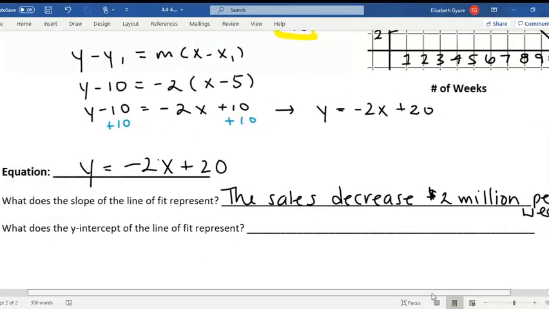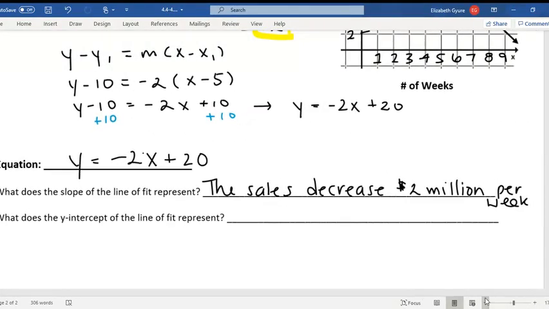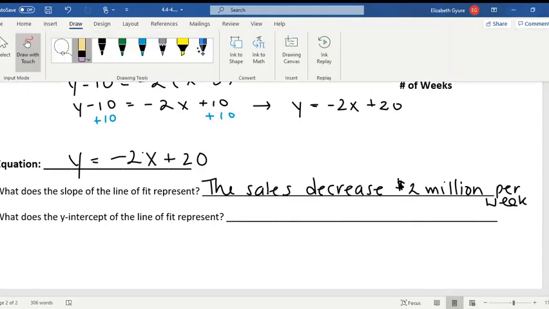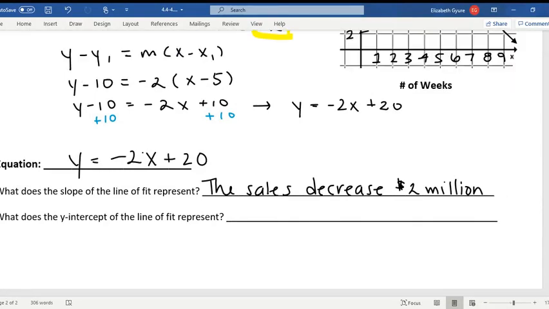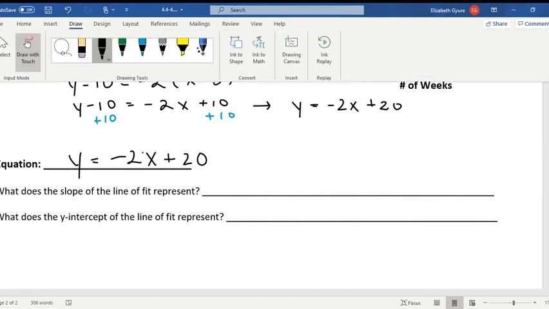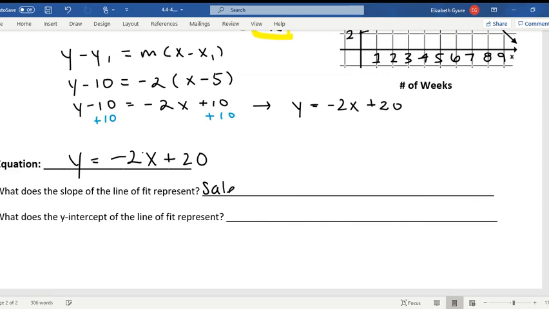I don't care. I'm really not that worried about it. Let me write this though so it fits. I wrote too big. Okay, sales decrease 2 million each week or per week, whatever you prefer. I just can't write small with this stylus. It just doesn't work.